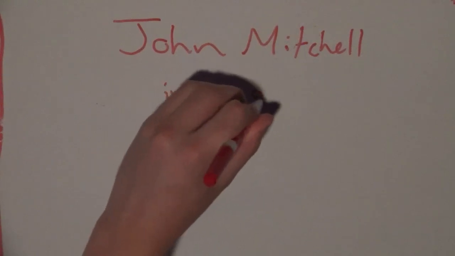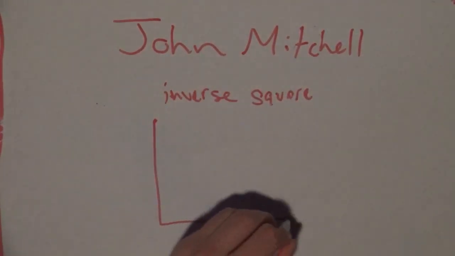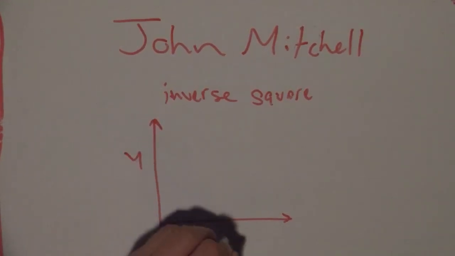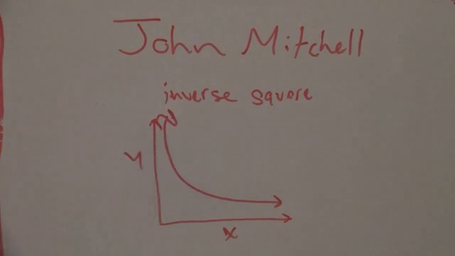The next discovery in magnetic fields was made by John Mitchell, who determined that opposite poles attract each other with an inverse square relationship. You may remember that an inverse square relationship is when the x variable is inversely related to the y variable.